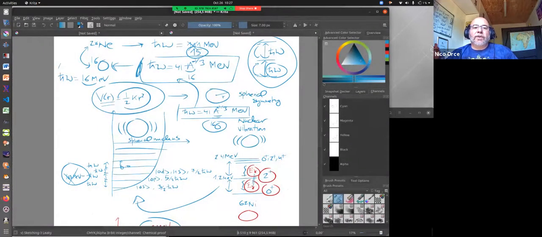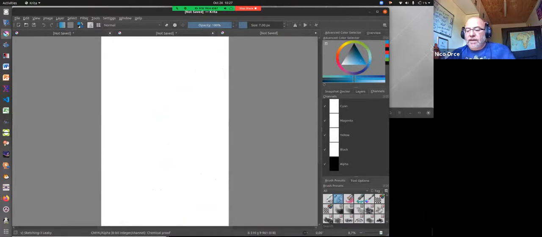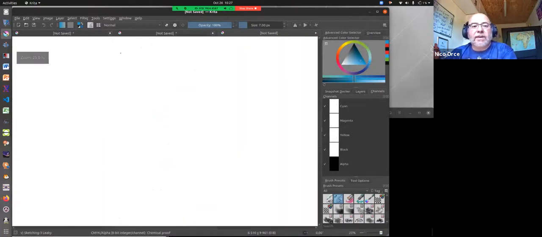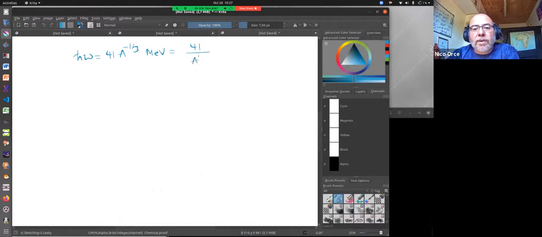Because this formula of the h bar omega is a very important formula, it tells us, and we'll learn more in the Nilsson model, that h bar omega is 41 A to the minus 1/3 MeV. So obviously, the bigger is A, as A increases, this will become smaller, right?